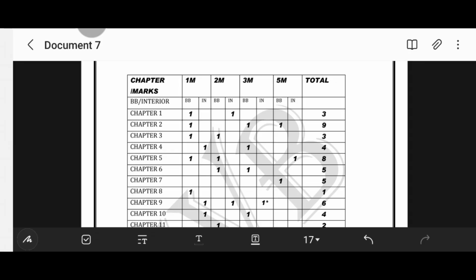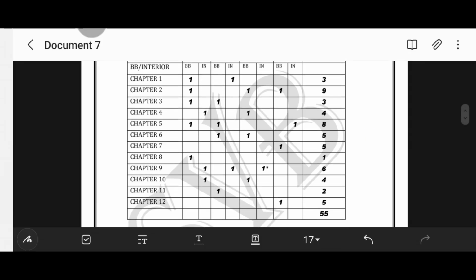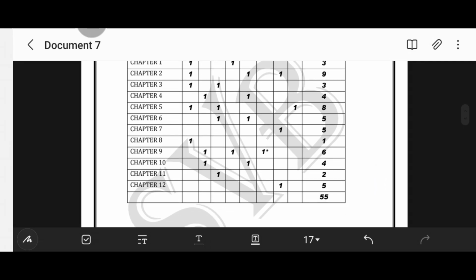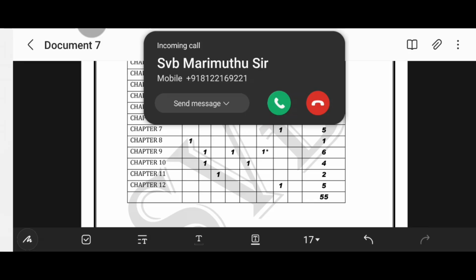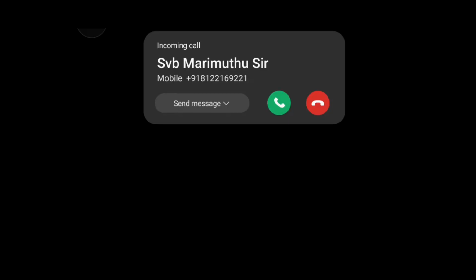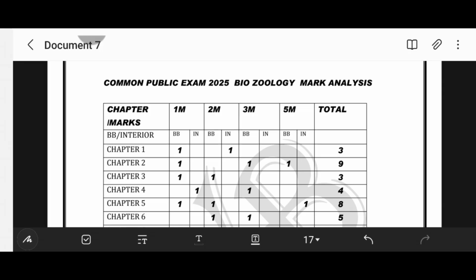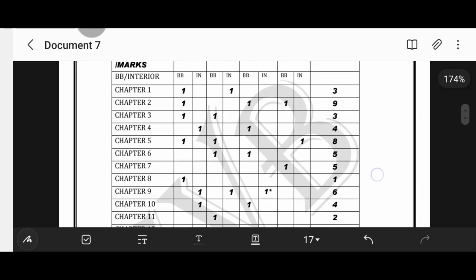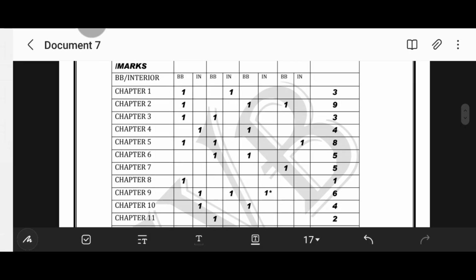Chapter 4: 4 marks. Chapter 5: 8 marks. Chapter 6: 5 marks. Chapter 7: 5 marks. Chapter 8: 1 mark. Chapter 9: 6 marks. One question is a compulsory interior question. Chapter 10: 4 marks. Finally, the mark analysis of the common public examination 2025 Bio-Zoology: the highest marks are in chapter 2 and chapter 5.